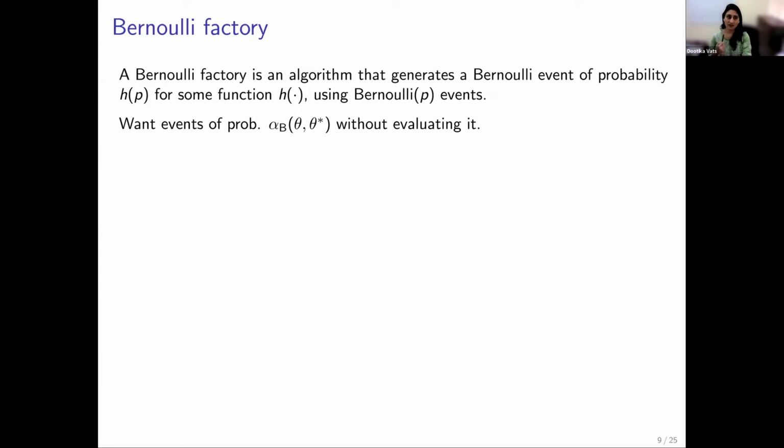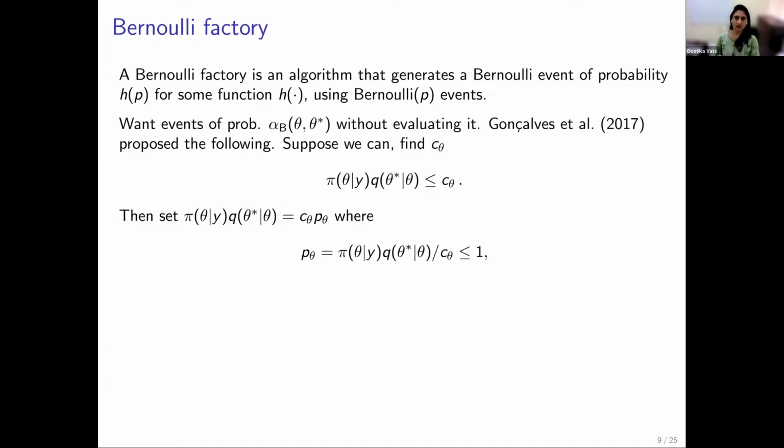Now what we want are events of probability alpha B to implement the second step of my MCMC algorithm. But I want to return events of probability alpha B without evaluating alpha B, because I can't evaluate alpha B. So in this particular paper, Gonçalves, Latuszyński, and Roberts, they propose the following.